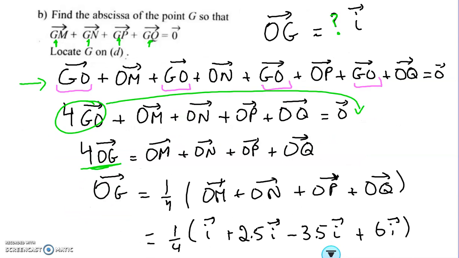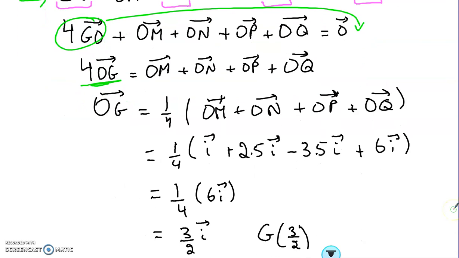Then divide by 4, so you get 1 over 4 (OM plus ON plus OP plus OQ). Then I substituted OM, ON, OP, OQ in terms of I. So OM is I, ON is 2.5I, OP is minus 3.5I, OQ is 6I, and I did the calculations to get 3 over 2 I. So G is 3 over 2.